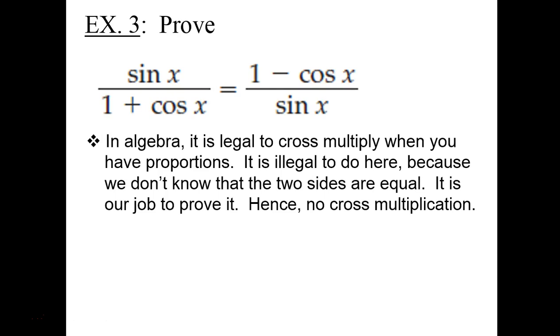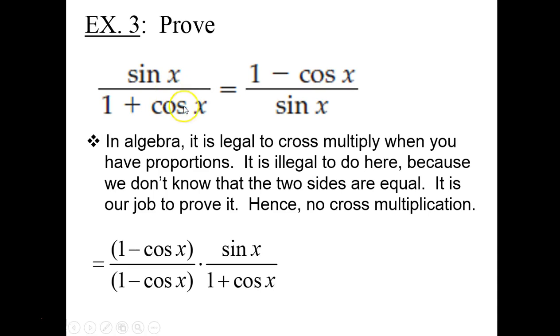So, in algebraic terms, it's legal to cross multiply when you have proportions if you're solving for another variable. It's not a good thing to do here because we don't know the two sides are equal. We're trying to establish that they are, so we're not going to go that route. So as far as picking a side that looks ugly, six of one, half a dozen of the other, neither one looks overly pleasant, I'm going to play with this left side right here.